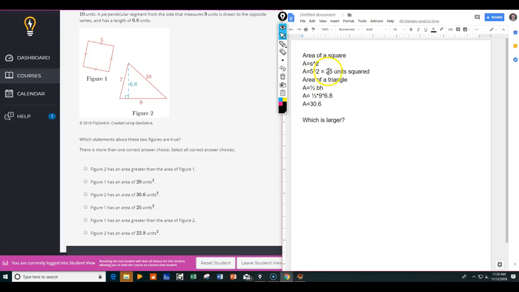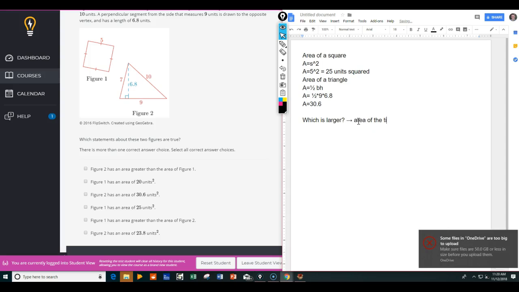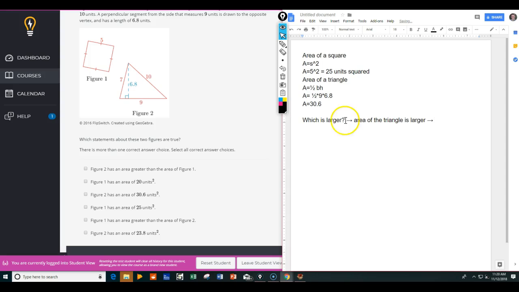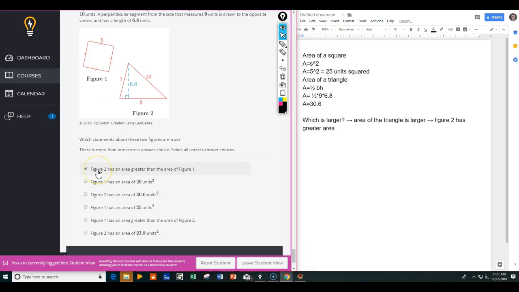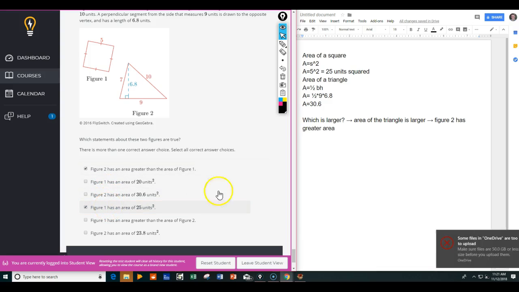And then I'm going to compare. The area of the square had 25 units, and the area of the triangle is 30.6. So the area of the triangle is larger, which means it is greater, and the triangle was Figure 2. So Figure 2 has greater area. So Figure 2 has an area greater than Figure 1. Figure 1 has an area of 25 units squared, and Figure 2, since that was our triangle, we found it to be 30.6 units squared.